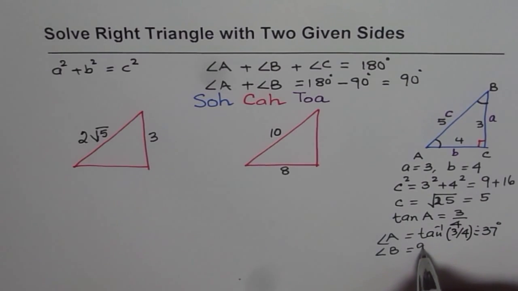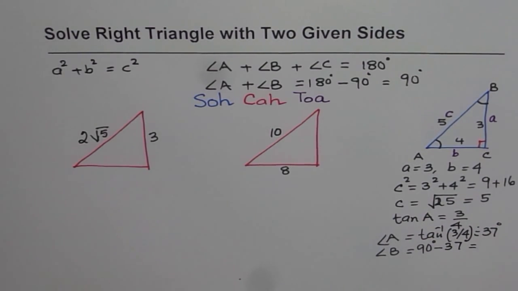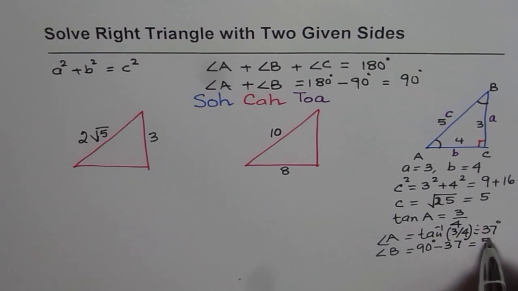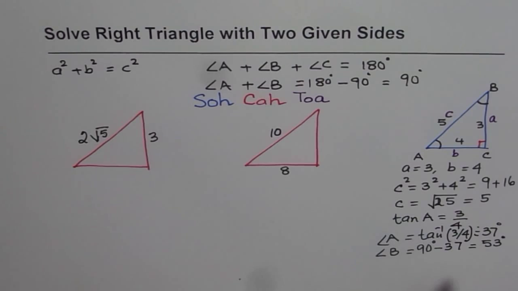So B is 90 degrees minus 37 degrees, correct? So that gives us 53, right? So it is 53 degrees. So that is how we can solve. Now we know angle A, B, and all the 3 sides. The triangle has been solved. I hope you get the point, right?